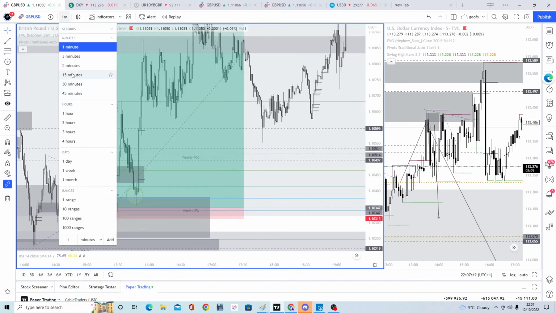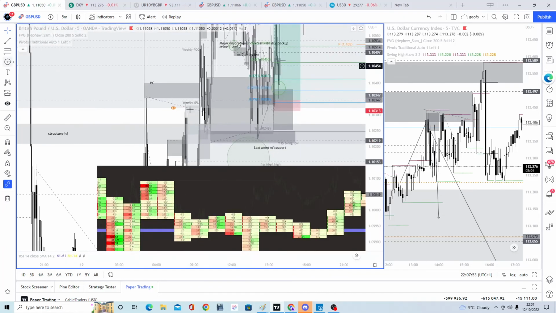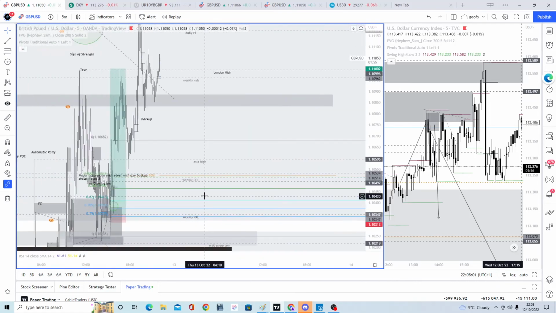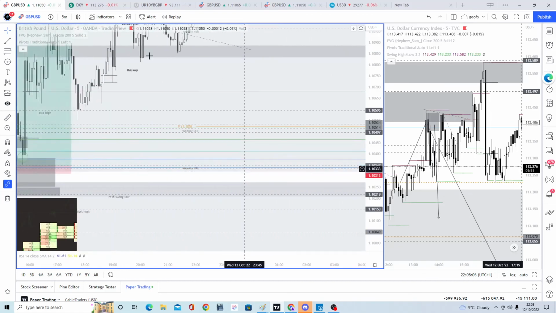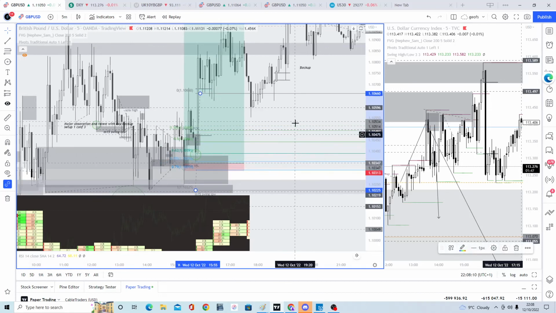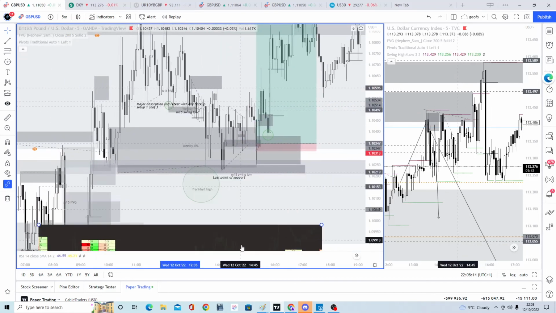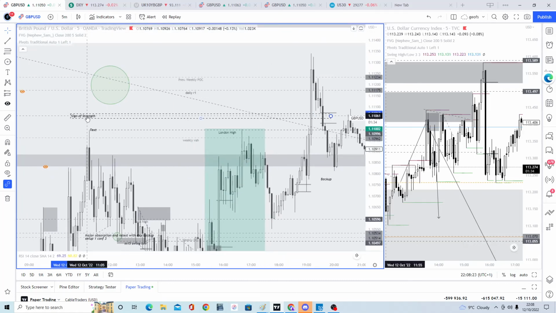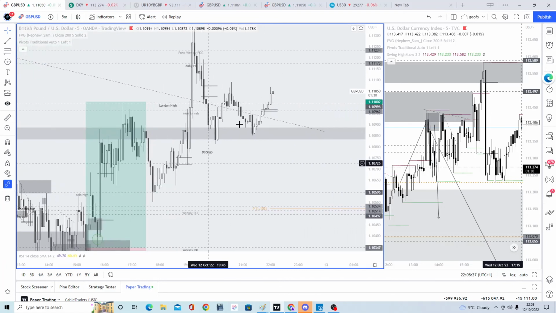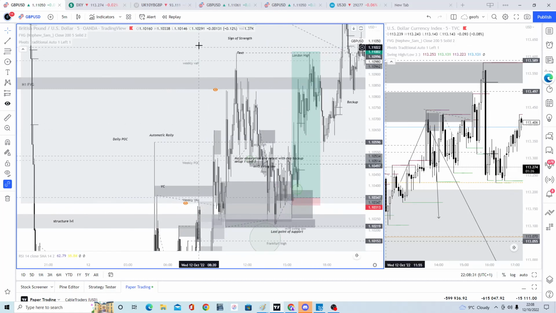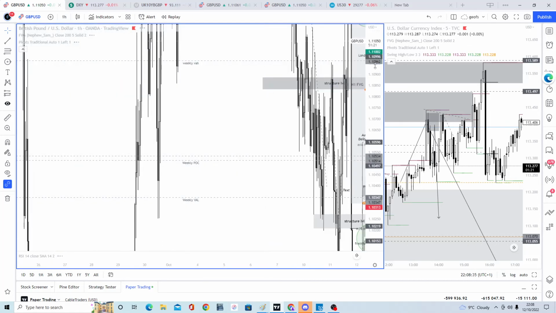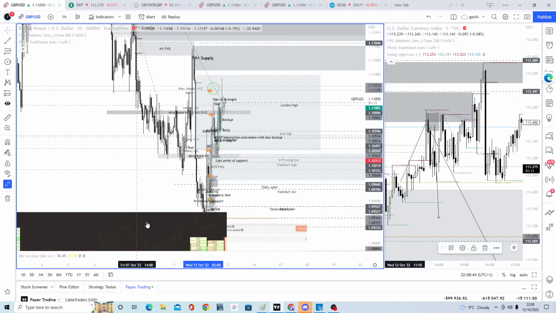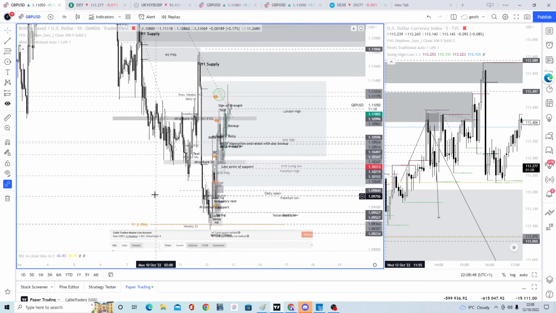So let's zoom out. That's it, really. Last point of support, got our sign of strength, and back up. And I'm seeing this as accumulation for a long, basically. I've actually not done my evening analysis yet, so I'm not saying it's long tomorrow by any means. Still to think about it.